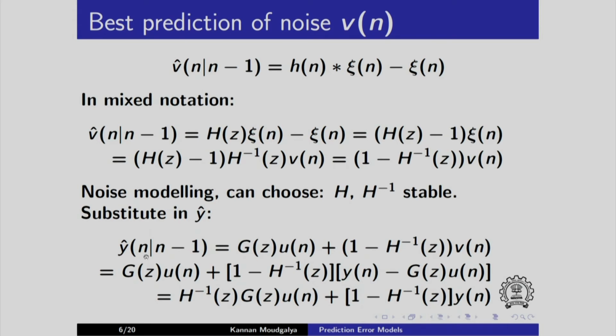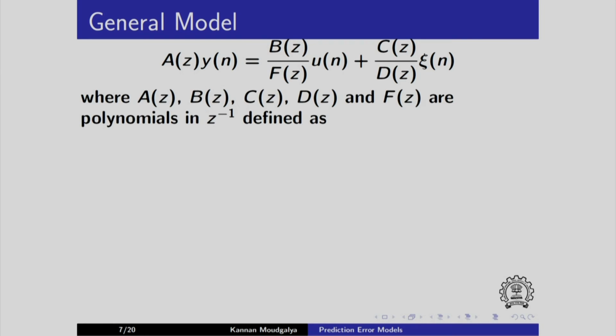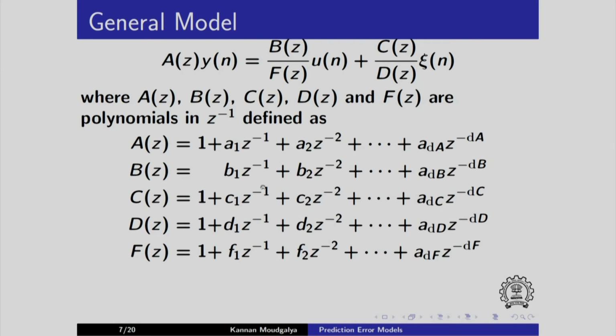So this is known as one step ahead prediction model. Now we will consider a general model where we have polynomials in Z inverse for A, B, F, C, D and so on, and these are given in the form of the following polynomials. They are given here. Only thing to notice is this B(Z) starts from Z inverse.